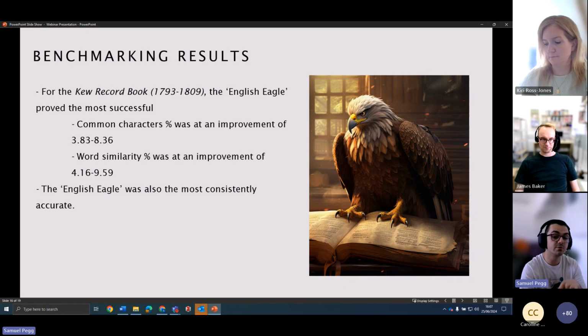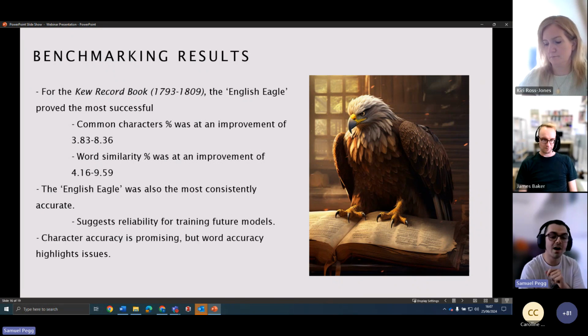Importantly, the English Eagle was also the most consistently accurate, and its average was not inflated by pages that do particularly well. This also highlights that there's some level of handwriting consistency, which is important with the Kew record books and when using Transkribus. However, while character accuracy is promising, word accuracy highlights issues, especially when we recognize that Transkribus usually recognizes numbers particularly well, boosting that word accuracy up quite a bit and skewing results.